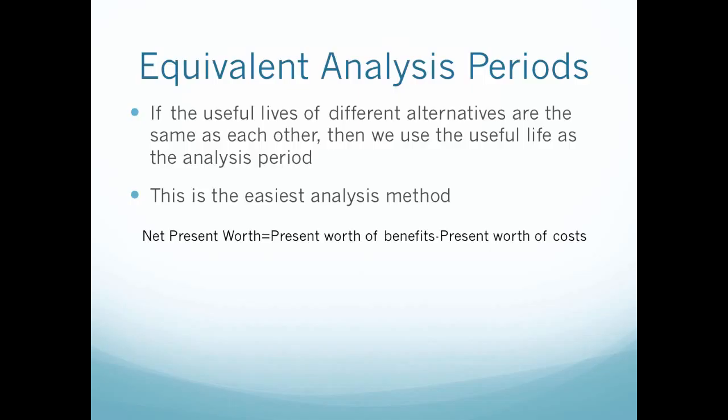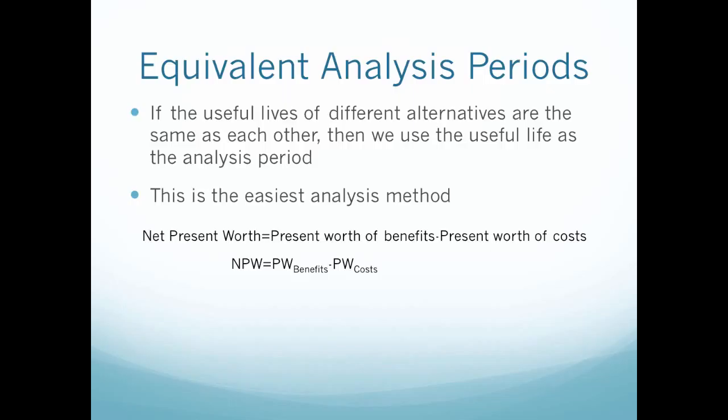Okay, so this then is our basic formula. My net present worth is equal to the present worth of my benefits minus the present worth of my costs. And you can think about this with regard to cash flow diagrams. Anything above the middle line is a benefit, anything below the middle line is a cost. We tend to shorthand this as NPW, or net present worth, equals the present worth of benefits minus the present worth of costs.